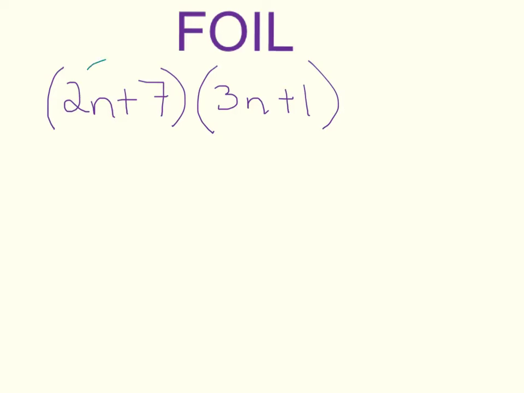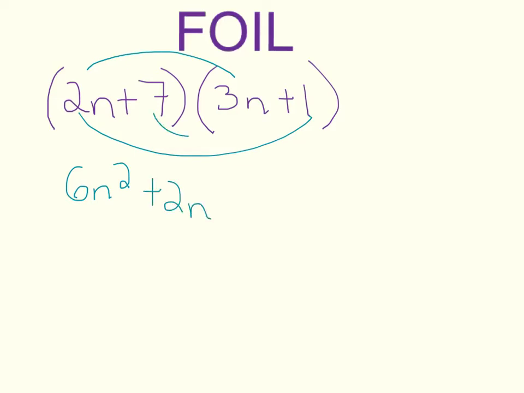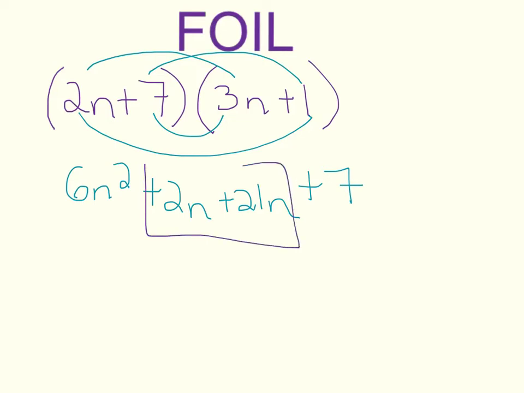So let's real quick review FOIL. 2n times 3n is 6n squared. You multiply the outside terms, 2n times 1 is 2n. Multiply the inside terms, 7 times 3n is 21n. And 7 times 1 is 7. Combine the like terms, so the answer is 6n squared plus 23n plus 7.